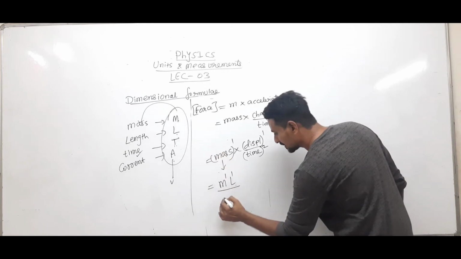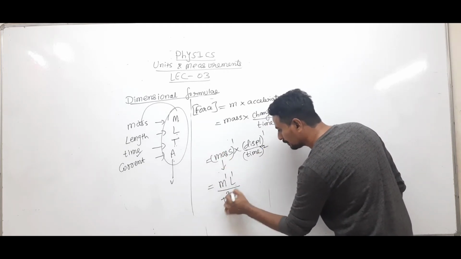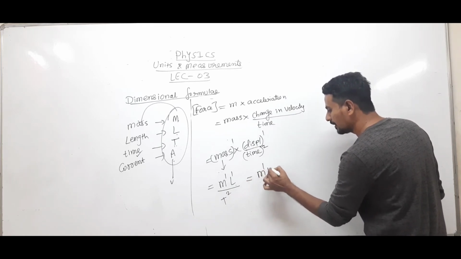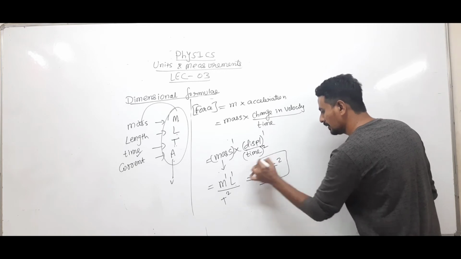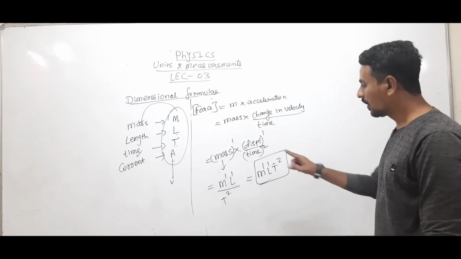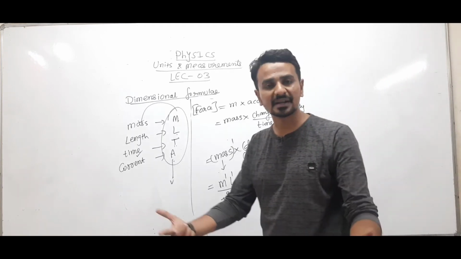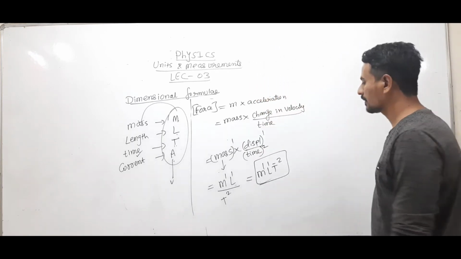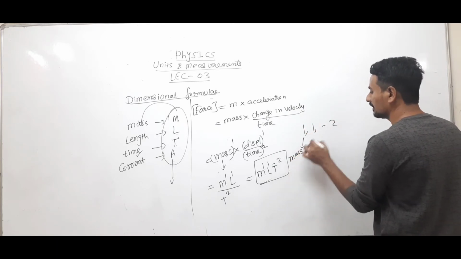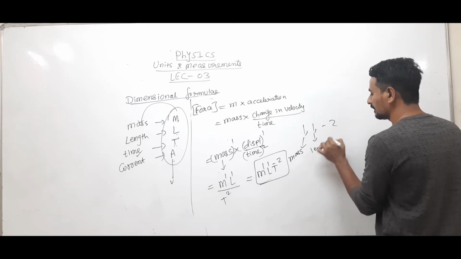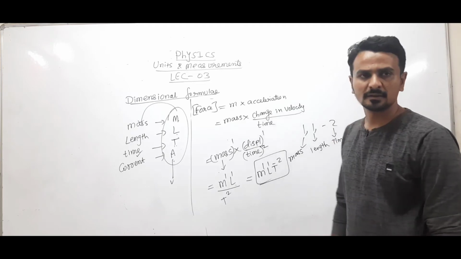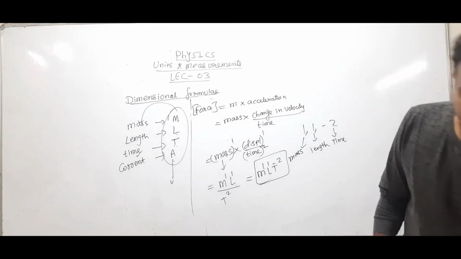So time, what is the symbol? T. What is the power? 2. Right? So M1 L1 T minus 2. This is the dimensional formula for the force. 1, 1, minus 2. These are the dimensions of force. This is for mass. This is for length. This is for time. Clear? Right? Let us solve another example now.